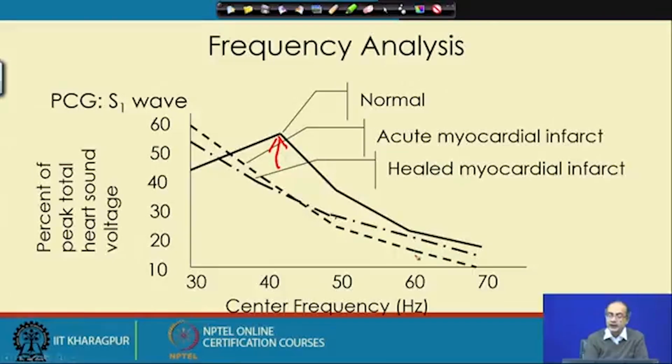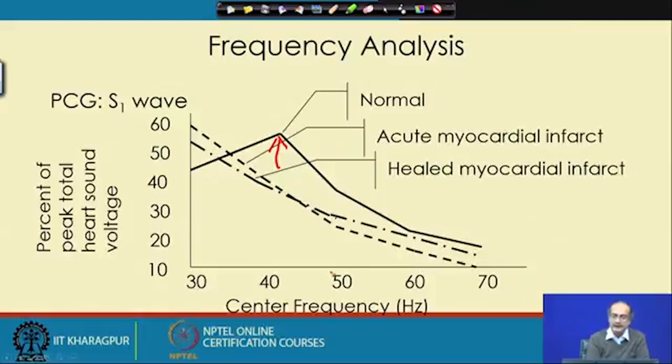When this myocardial infarction is getting healed, then again there is some more changes. What is happening towards the 30 hertz, that lower frequency one, that components are actually again getting decreased, but there is no increase near the 40 hertz band. But for the higher frequency, you see that frequency components they are increasing, going towards the normal patient.